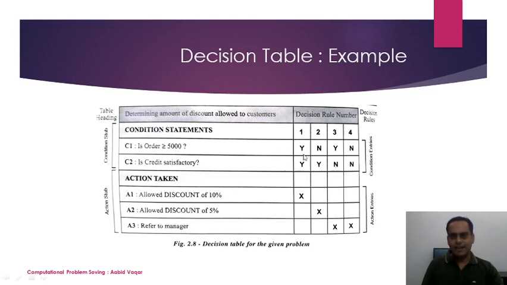So the customer has made a purchase worth more than 5000, but his previous dues are not clear. So in this case, take this action. This action means the case will be referred to the manager, who will decide which kind of discount has to be given. Similarly, in the fourth case, the customer has neither purchased more than 5000 nor are his previous dues clear. So in this case it is referred to the manager. So this is the way decisions are depicted in the development of software. This is not a complete solution to your problem, it is just a representation of decisions only.